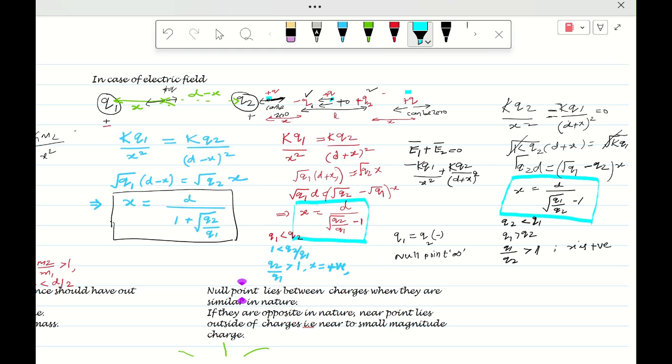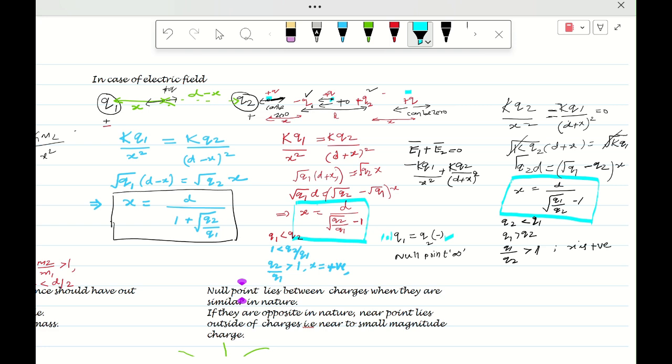Now here, the same concept we apply. For example, q1 equal to q2 and negative charges, where any one is negative, q2 or q1 is negative. In this case, for the null point, q1 and q2 are both equal, and q1 by q2 is equal to 1. 1 minus 1 is 0. Therefore x will be infinity. So there is no null point. The null point is at infinity. It does not lie between or at any nearby point on either the q1 side or the q2 side.